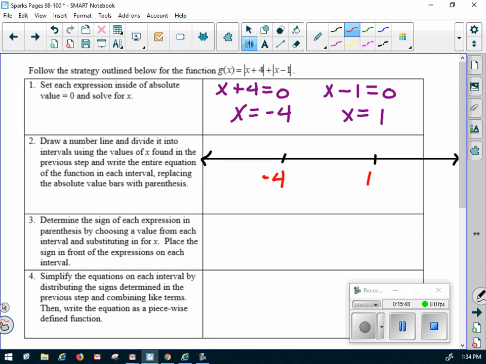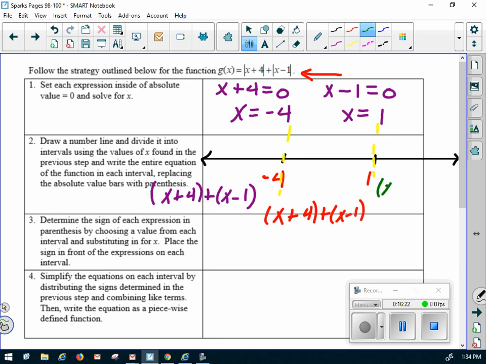Now, I'm going to write my equation in each of those sections. But how many sections do I have now? I got 3. So I'm going to write that equation 3 times, replacing the absolute value with parentheses. X plus 4 plus x minus 1, in each section.